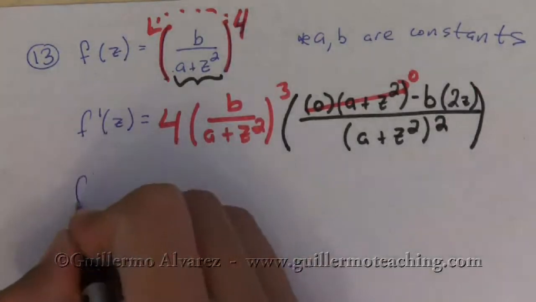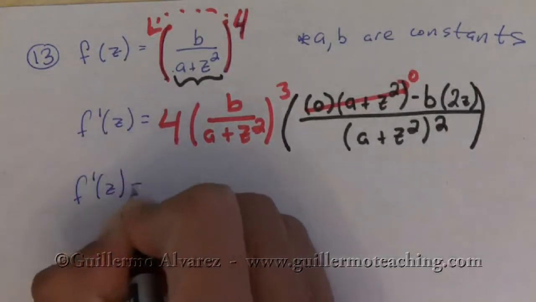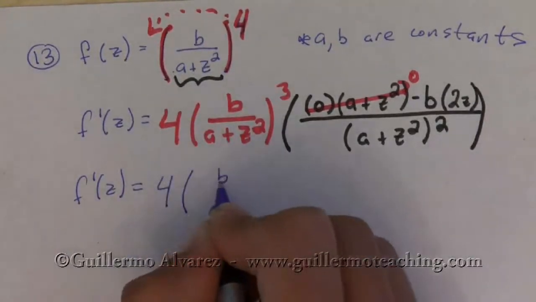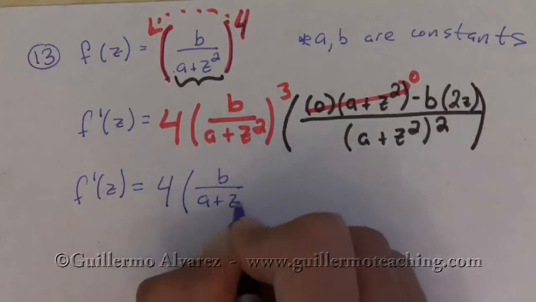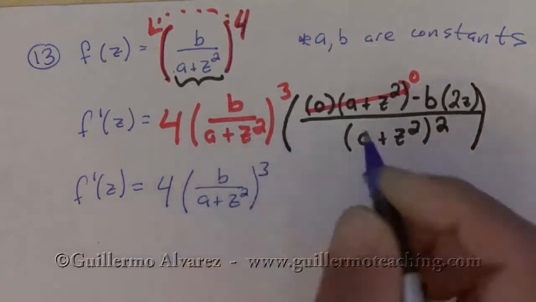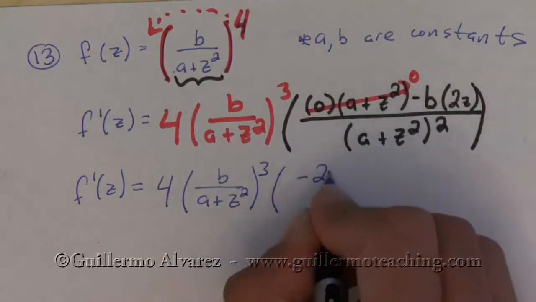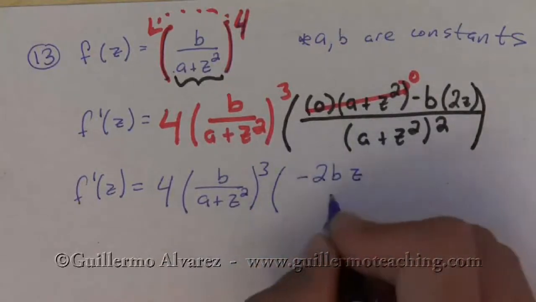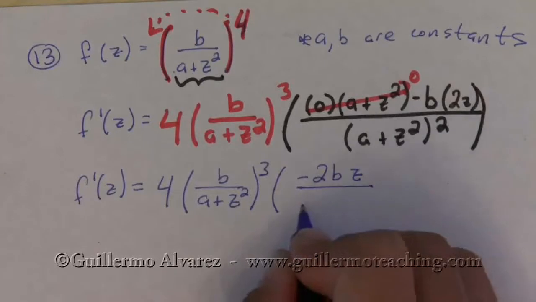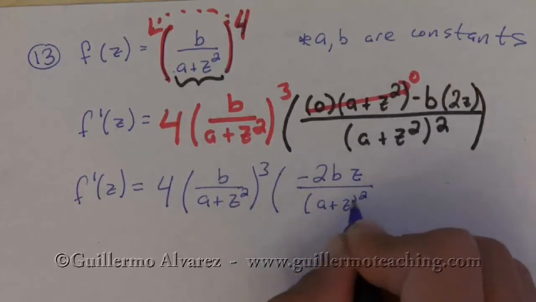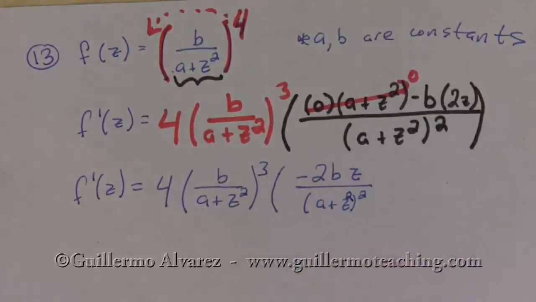Okay, so let's simplify it one more step. I'll leave this guy alone. B over a plus z squared to the 3rd. And then this is negative 2bz over a plus z squared. Squared down here as well. And that's it.